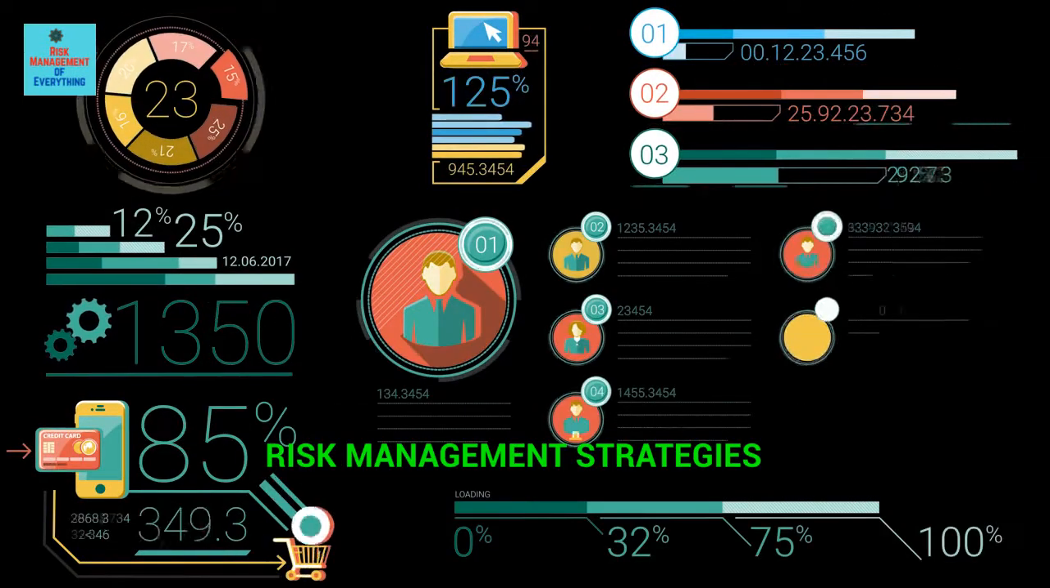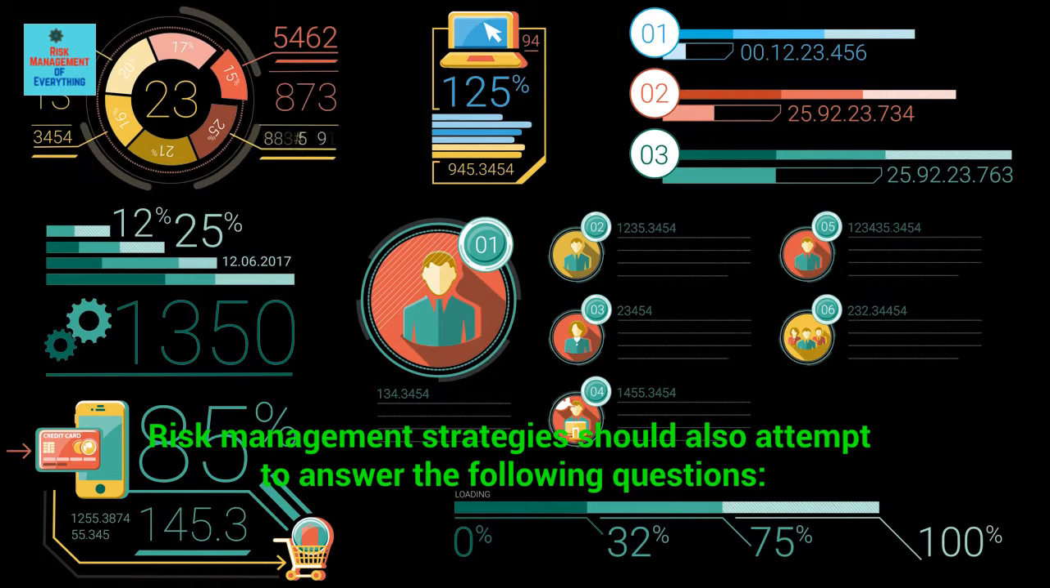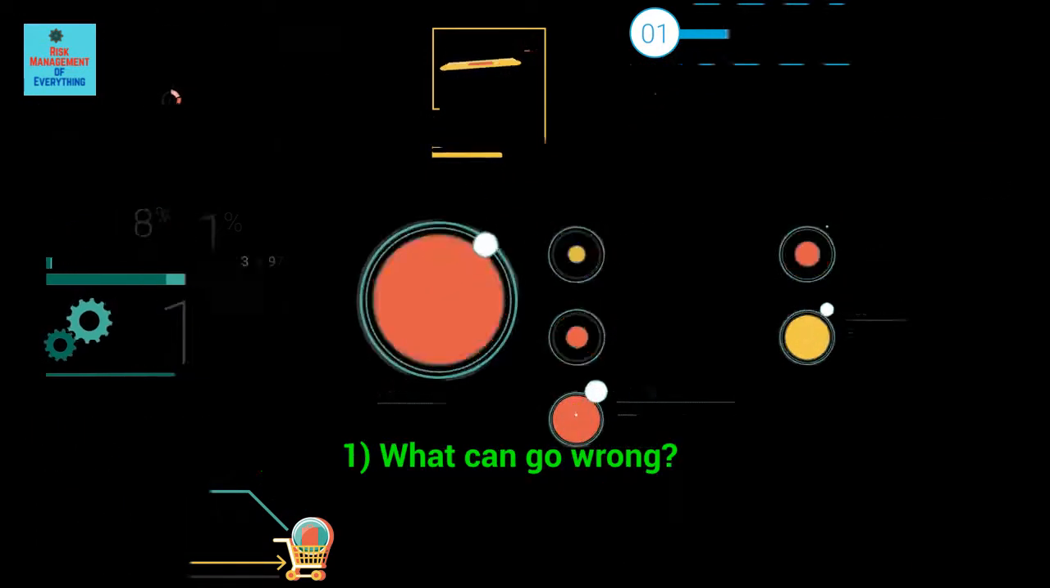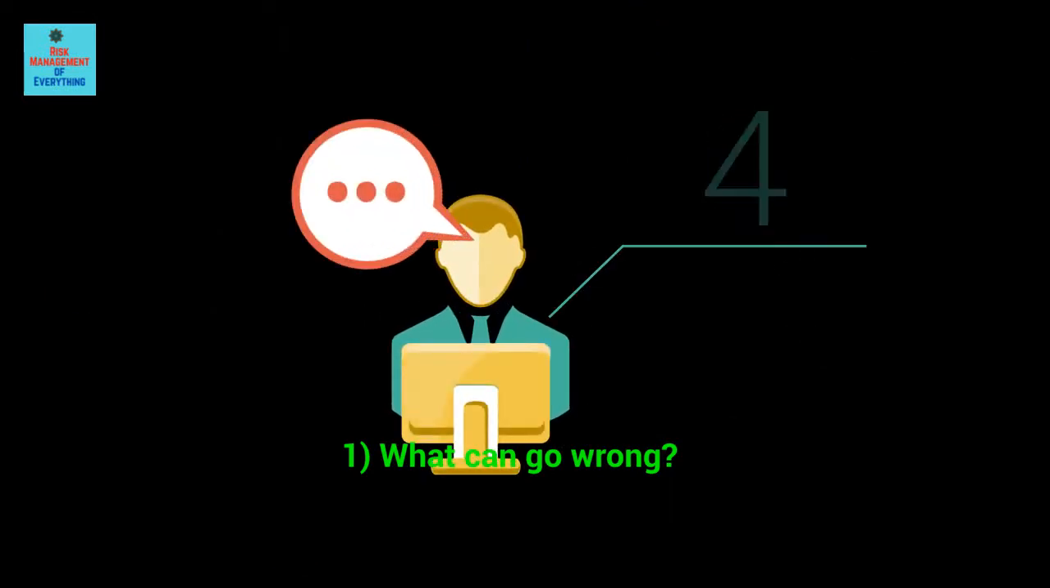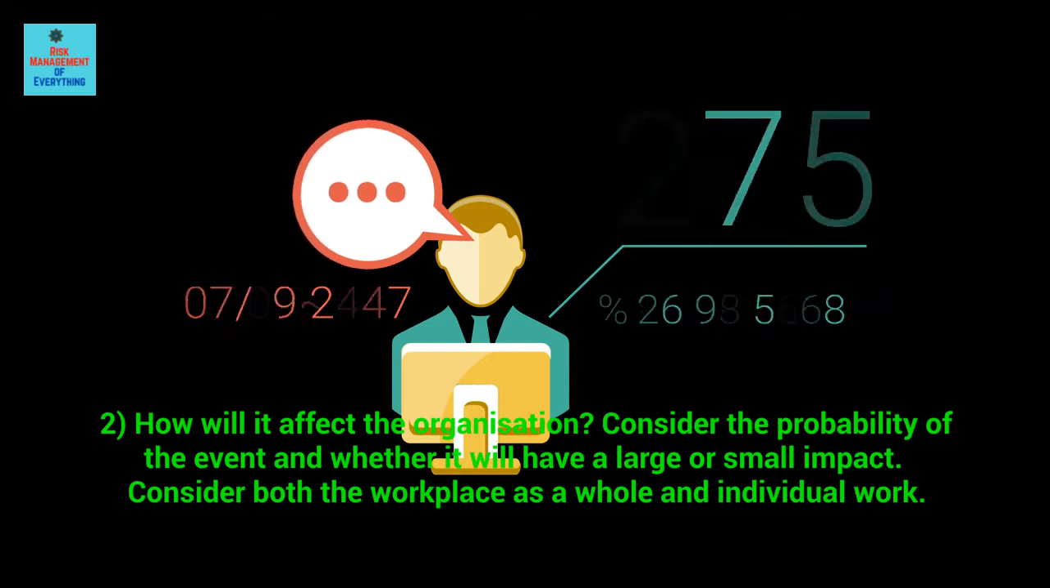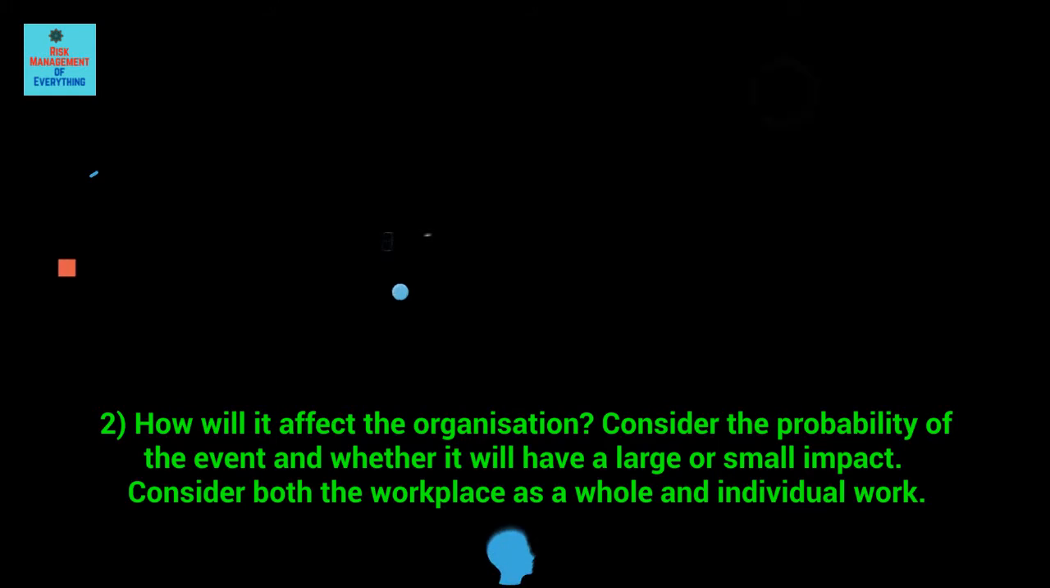Risk management strategies. Risk management strategies should also attempt to answer the following questions. 1. What can go wrong? 2. How will it affect the organization? Consider the probability of the event and whether it will have a large or small impact.